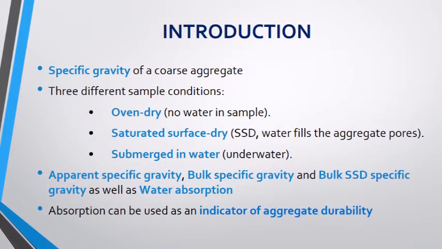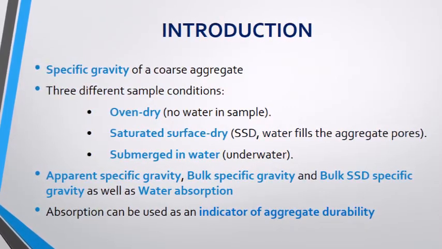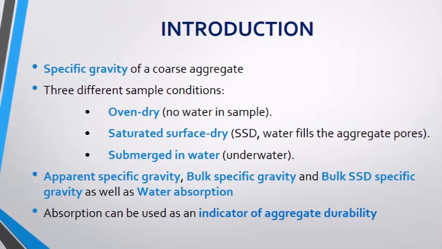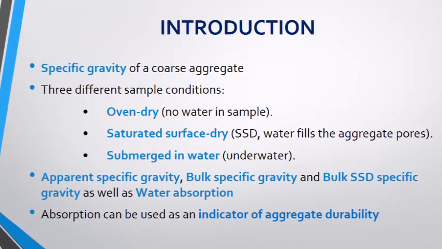Aggregate specific gravity is needed to determine weight to volume relationship and calculate various volume related quantities. Absorption can be used as an indicator of aggregate durability. The IS code used for this test is IS 2386 Part 3 1963.